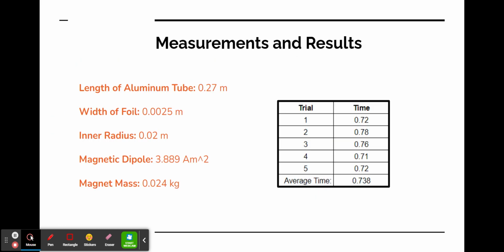These are the measured times that I got. It was me using the timer on my phone, so not the most accurate method. The aluminum length was 0.27 meters, width was 0.0025 meters, inner radius, magnetic dipole, magnet mass. I used a magnet that I got off Amazon.